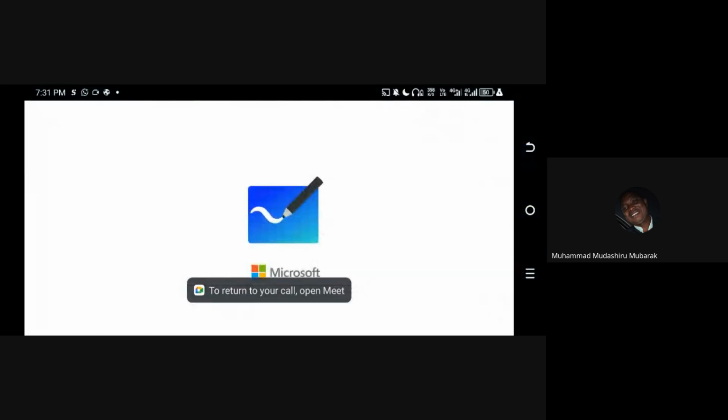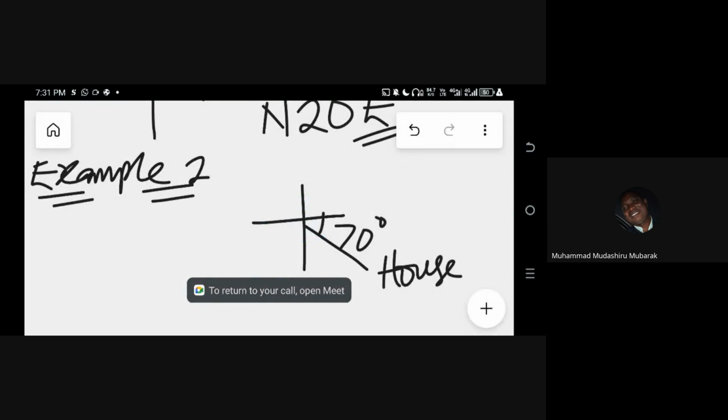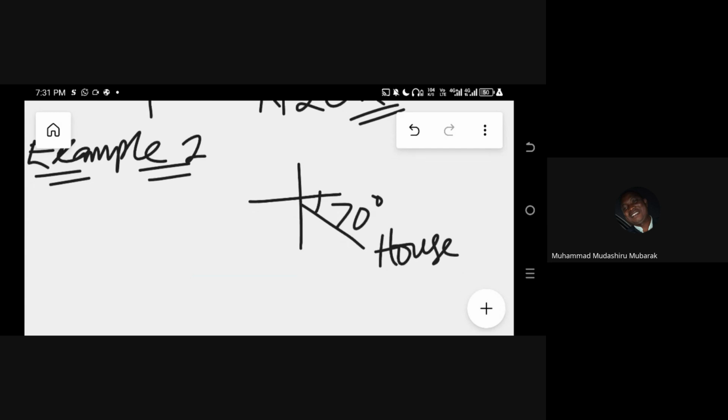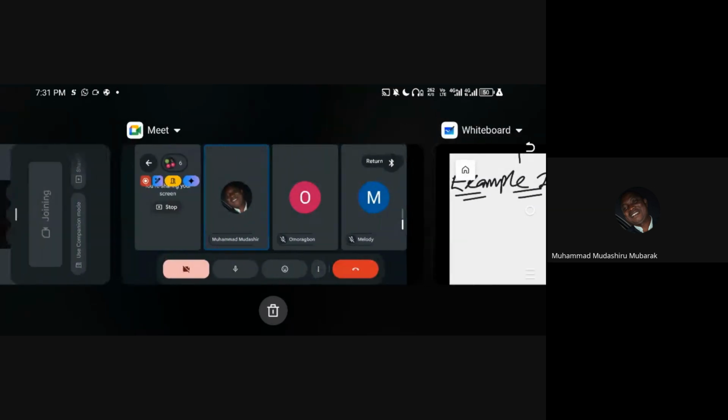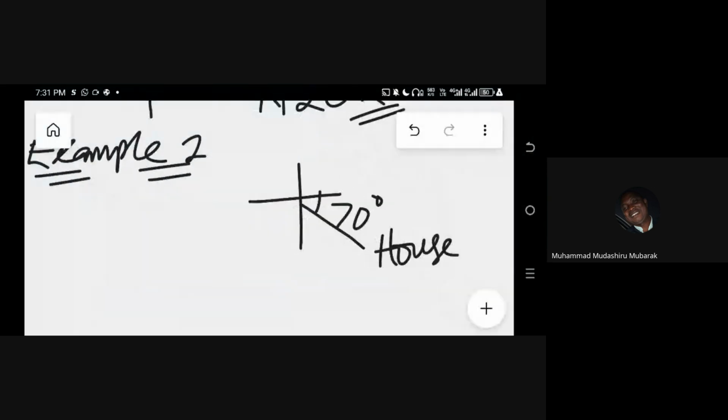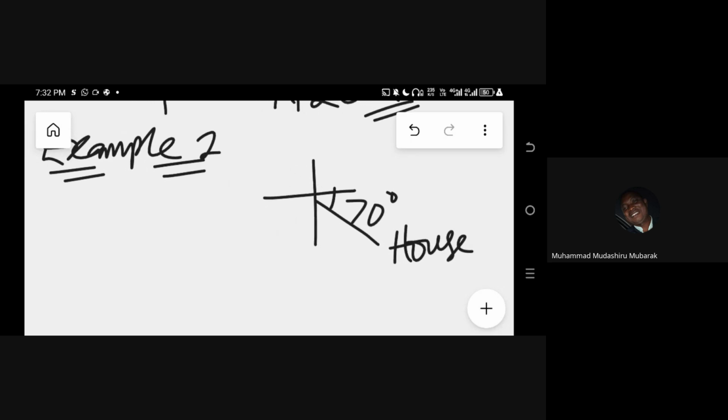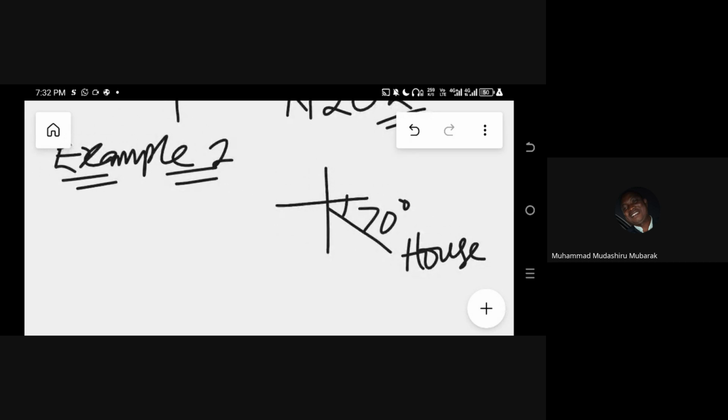What would be the compass bearing? South 70 degrees what? South 70 degrees east. Why isn't Melody responding? Maybe no network on her side. Oh, okay. All right, so we have south 70 degrees east.